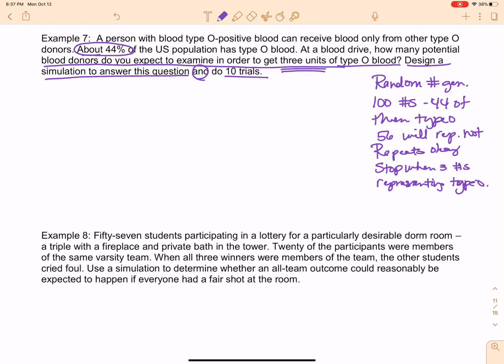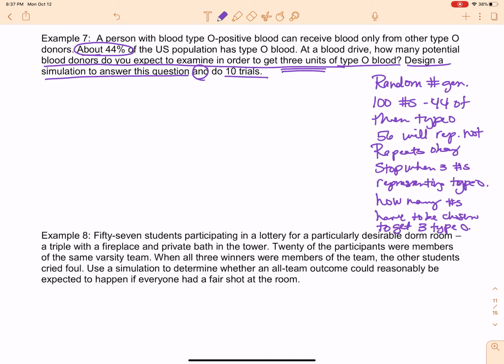And of course, we're going to indicate what results are being recorded. We are recording how many people, or how many numbers, have to be chosen that represent people. So how many numbers have to be chosen to get 3 type O? All right, so those are just my notes. So I'm going to write out how I'm going to do this.